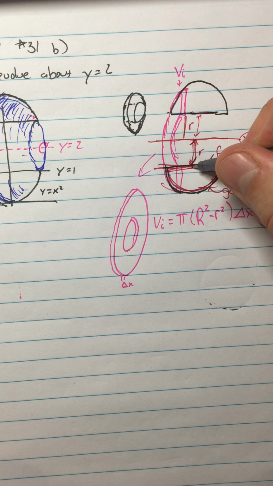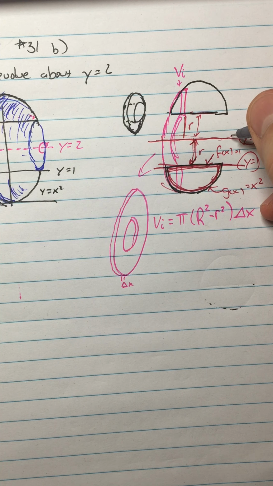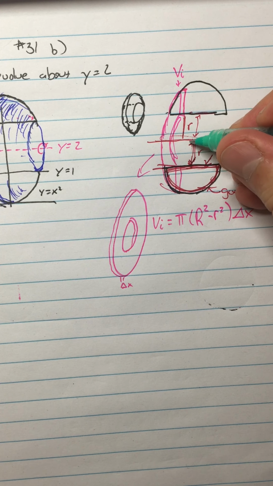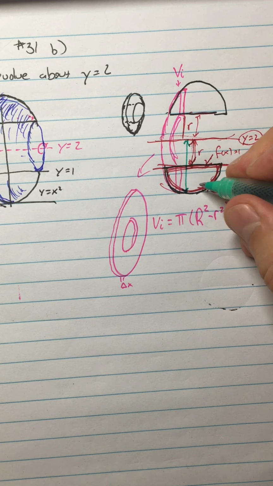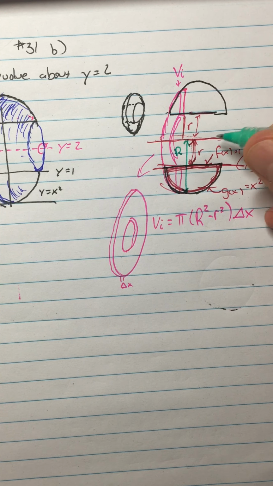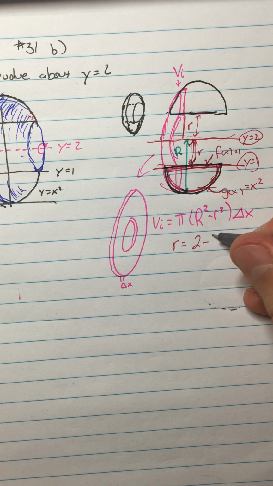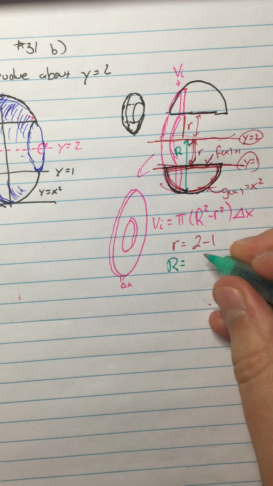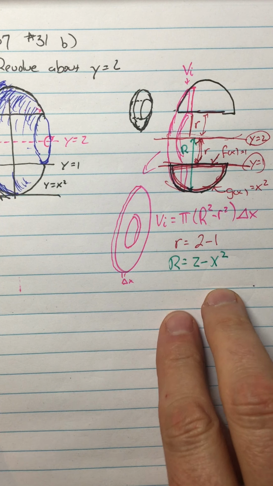So in this case, the top function is the smaller radius because the axis is up here. And then the larger R is going from the axis down to the shape itself. So this is the larger R. The little r is going to be 2 minus 1, right? And then big R is 2 minus x squared. So that's what my two radii are.